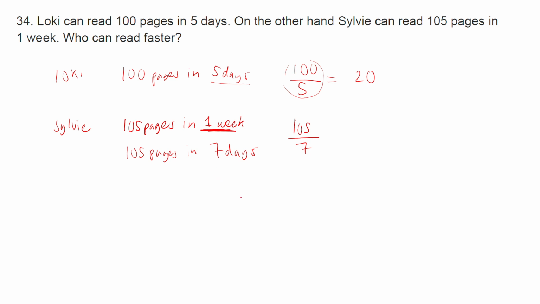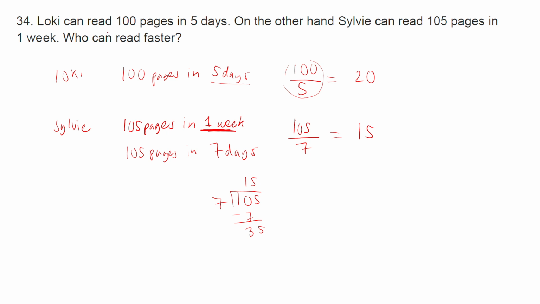So maybe I have to show you the 105 over 7 using long division. 10 divided by 7, that's 1. 1 times 7, that's 7. Then we subtract. We have here 3. You bring down your 5. 35 divided by 7, that's 5. So it only means that for 7 days, Sylvie is reading a total of 105 pages, meaning she is reading on average 15 pages per day.